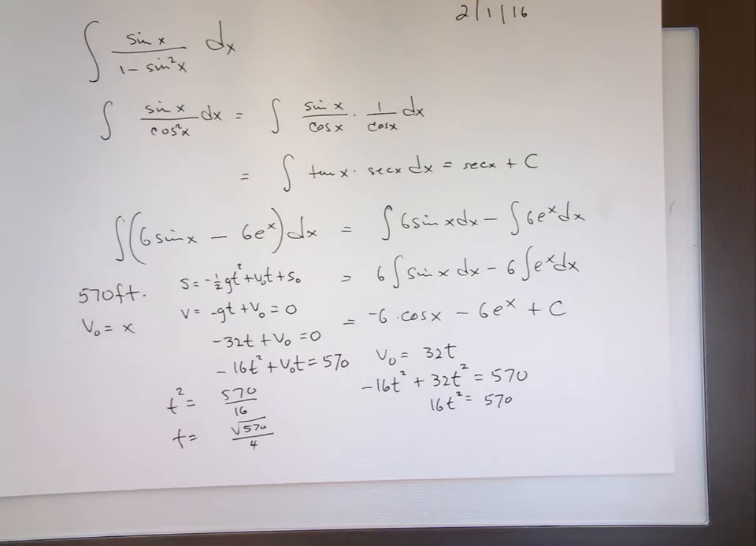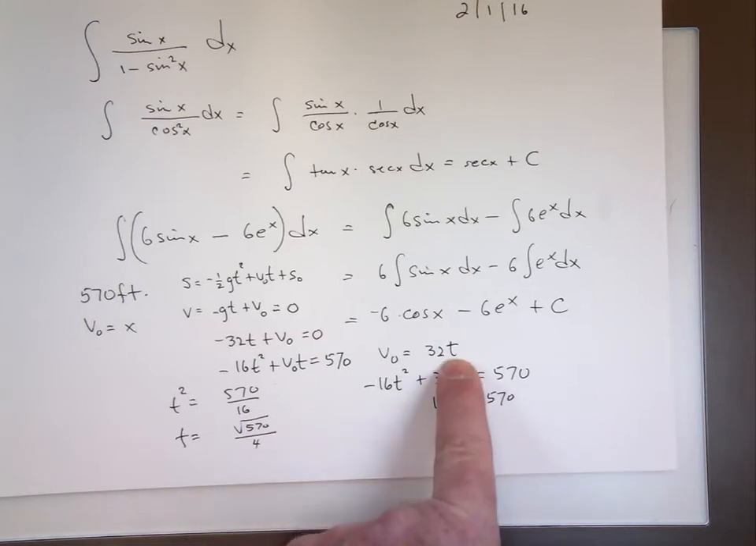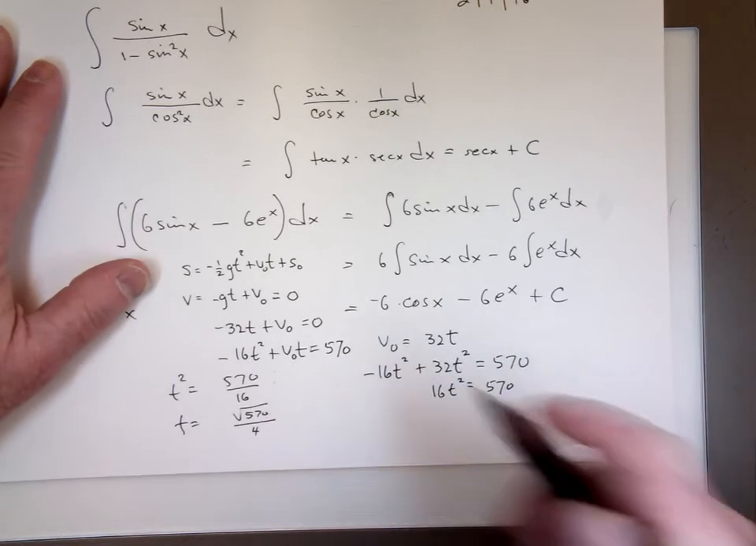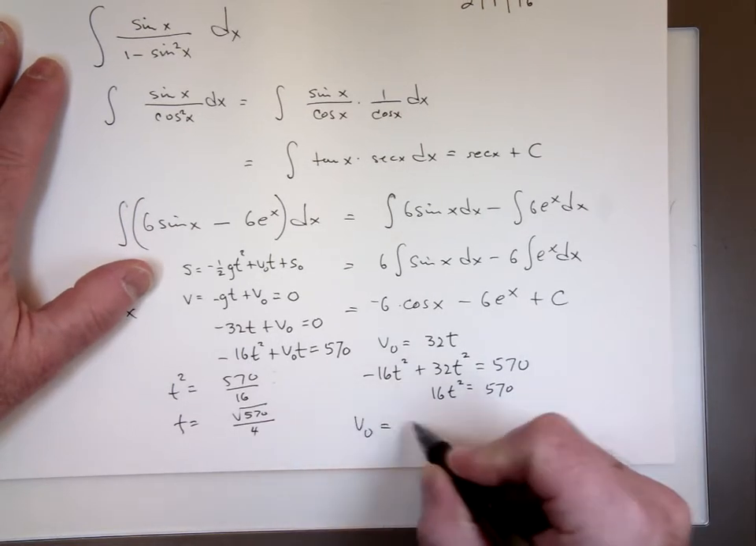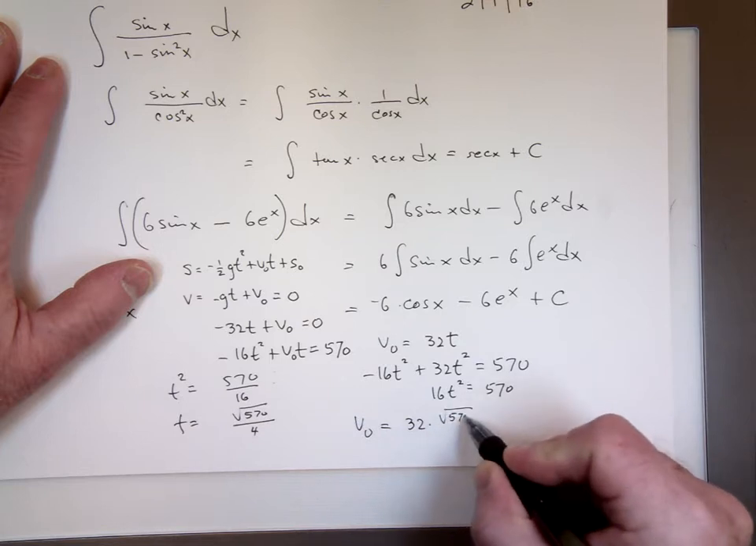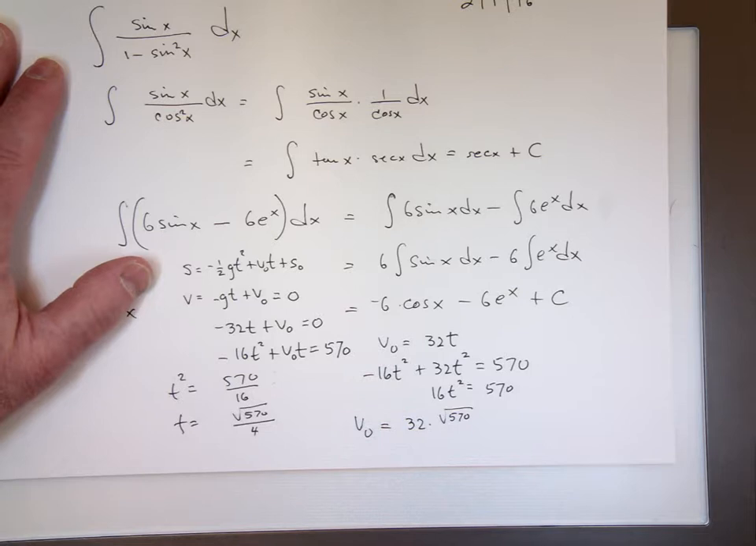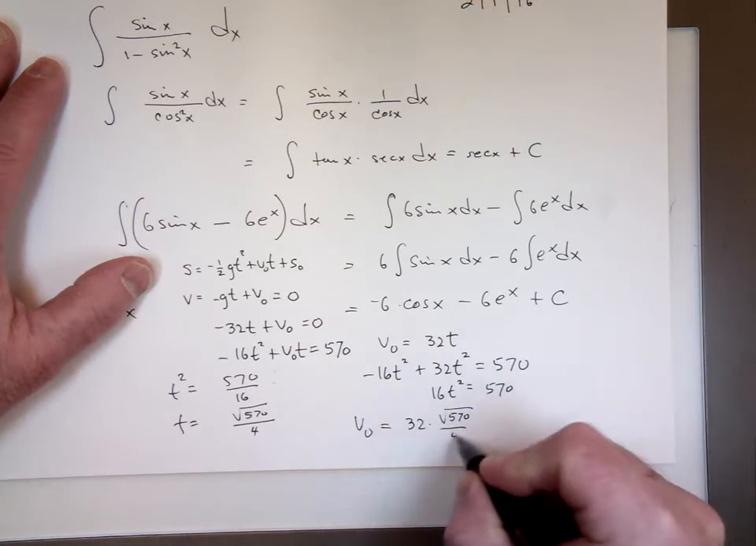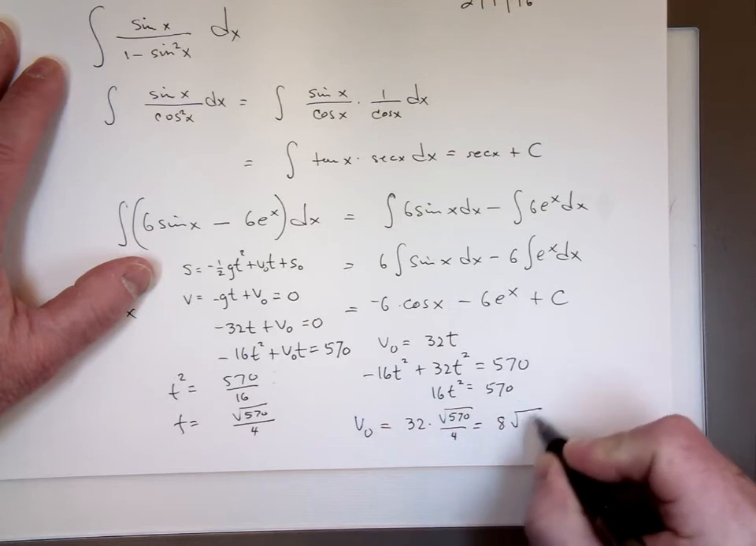Good. Nice. Square root of 570 over 4, whatever that is. Now, I'm going to take this time and solve for v sub naught. That initial velocity would be equal to 32 times the square root of 570 over 4. And let's see, 570 is what? 10 times 57. That's 10 times 3 times 19. So there are no perfect squares in there. So over 4, I have 8 times the square root of 570.